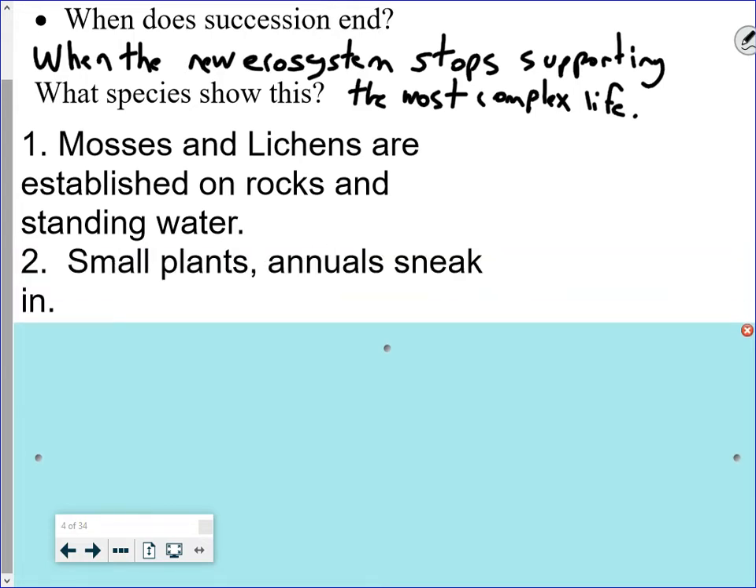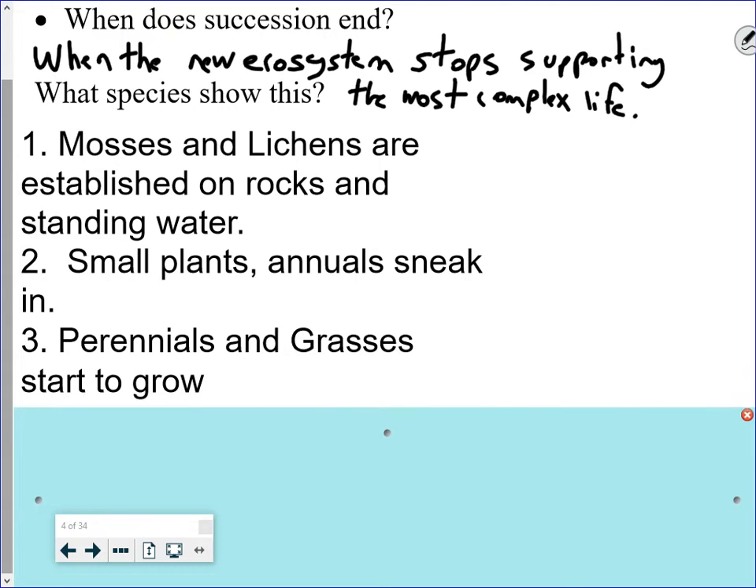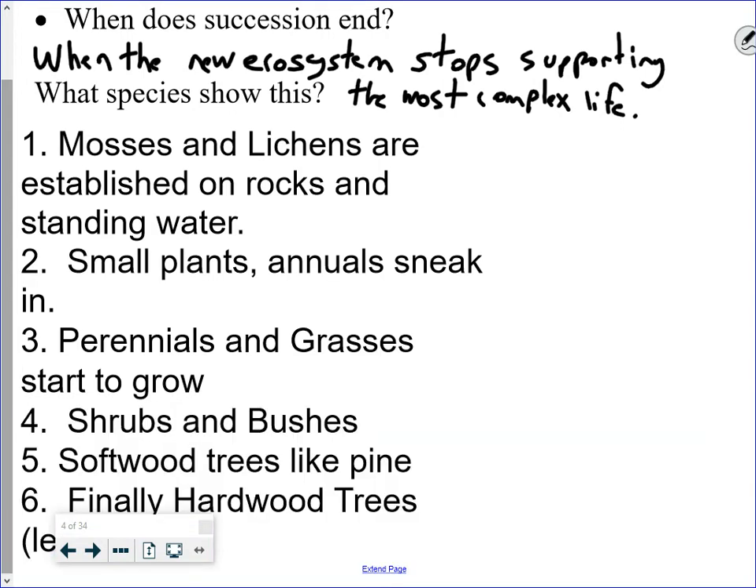Okay. After mosses and lichens have been in the area for maybe thousands of years, this takes a long time, then you might see very, very small plants sneak in. Tiny, tiny annual plants that come back every year that can grow either on top of the moss, on top of the lichen, or in the little bits of soil that it made. Step 3 is grasses start to grow. Grasses need a lot of soil, so they're not going to be around until there's enough soil for them to start to move in there.